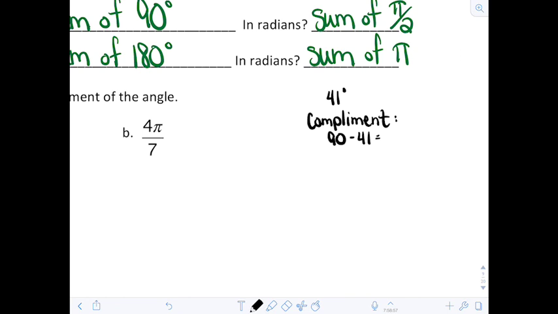So 90 minus 41 would give you 90 minus 40, wait, oh gosh. So 90 minus 40 gives you 50. So why can I not think? Wait. No.